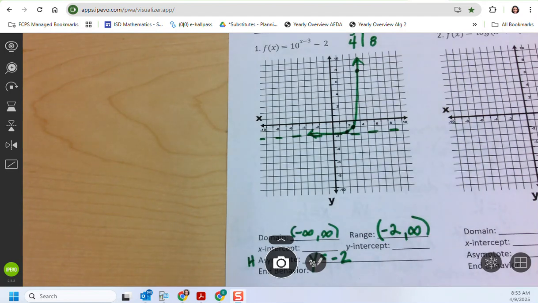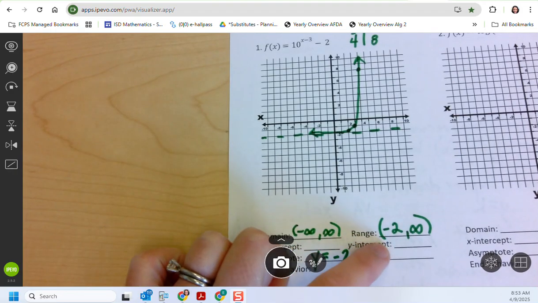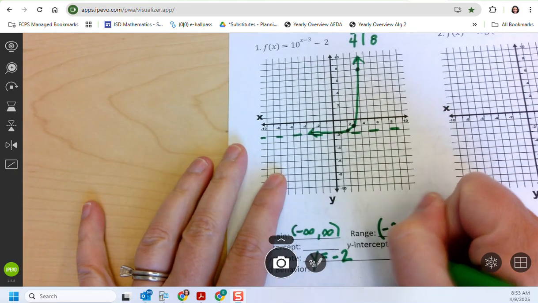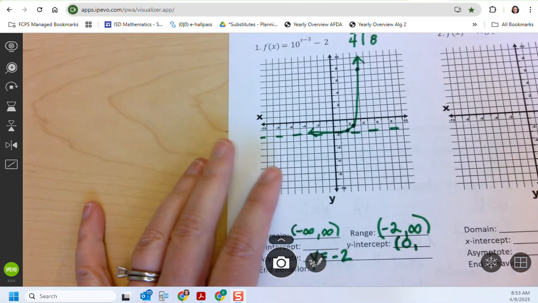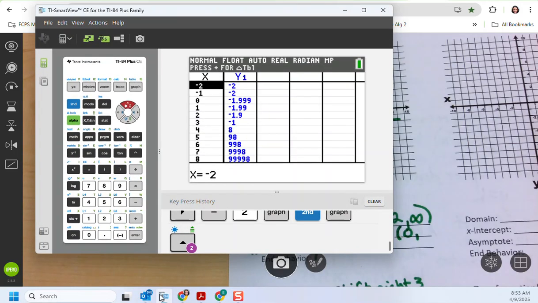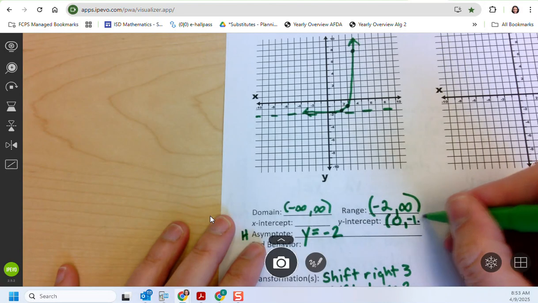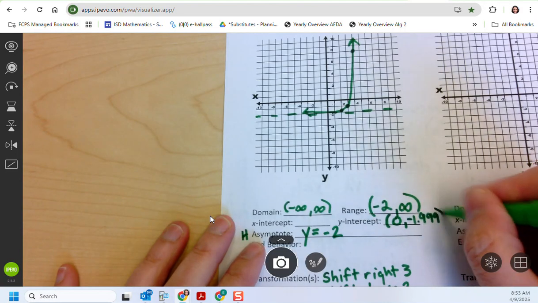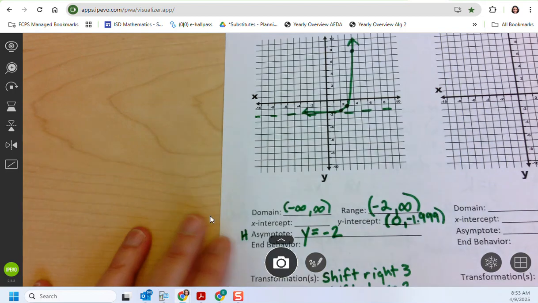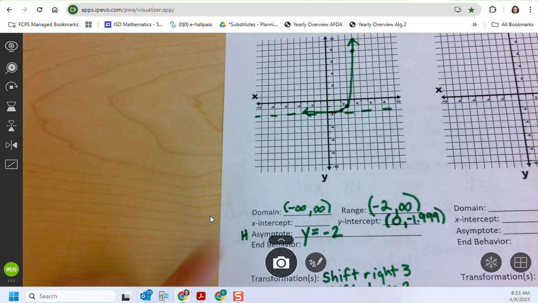Okay, the x-intercept is going to be the hardest thing to find, so I'm going to do that last. We're going to do the y-intercept. For the y-intercept, the x value is 0. So I'm going to go to the table to find that. Go back to your calculator, and looking at your table, I can see it's 0, negative 1.999. Wait, why is it 0? So on the y-axis, the x is always 0. We're going to come back to do the x-intercept.